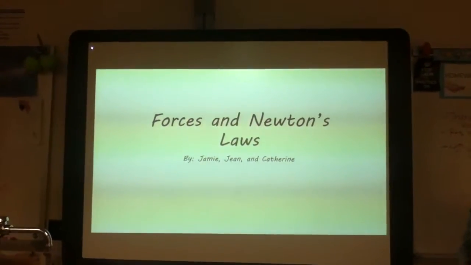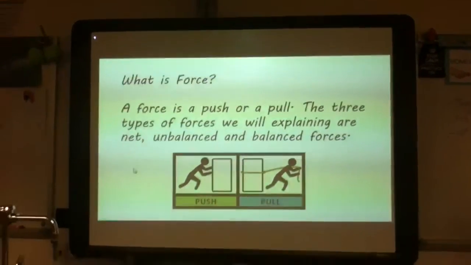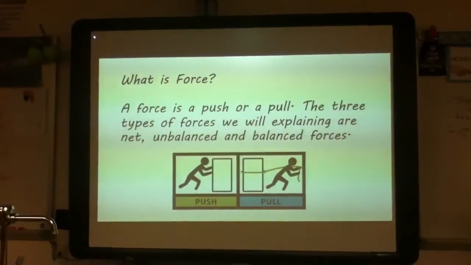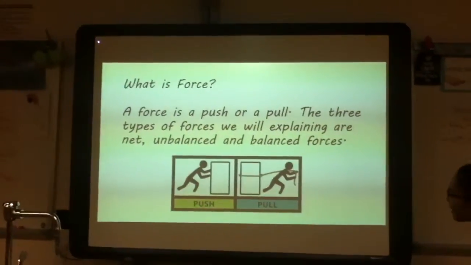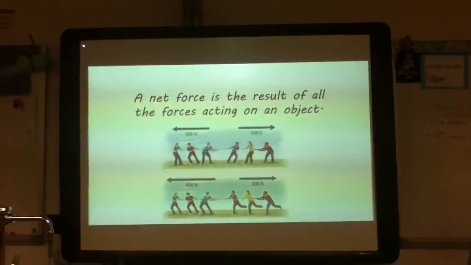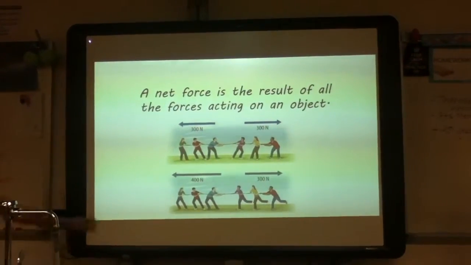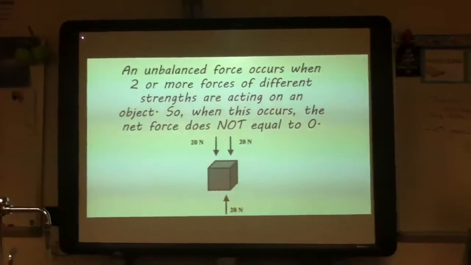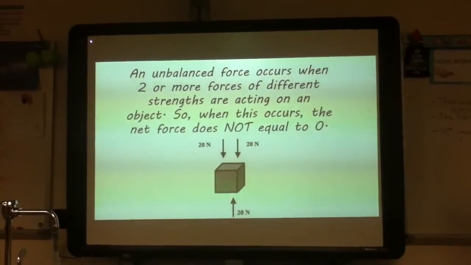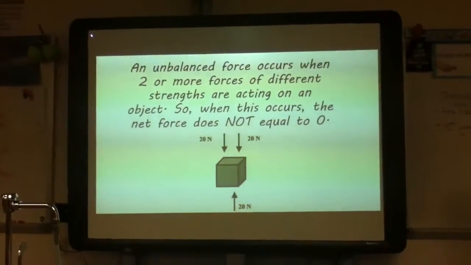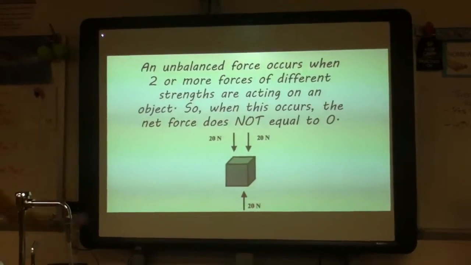Forces and Newton's laws. What is force? A force is a push or a pull. The three types of forces we will be explaining are net, unbalanced, and balanced forces. A net force is the result of all the forces acting on an object. An unbalanced force occurs when two or more forces of different strengths are acting on an object. So when this happens, the net force does not equal zero.